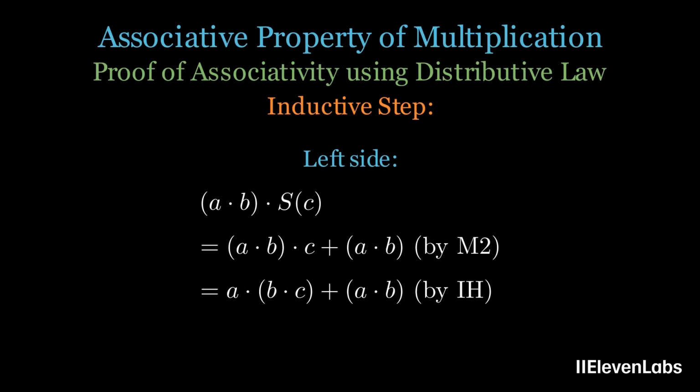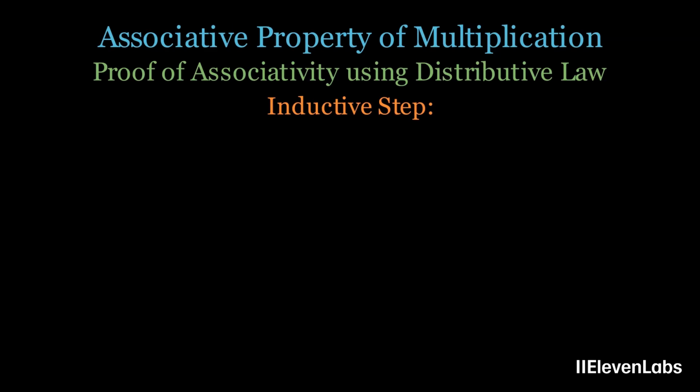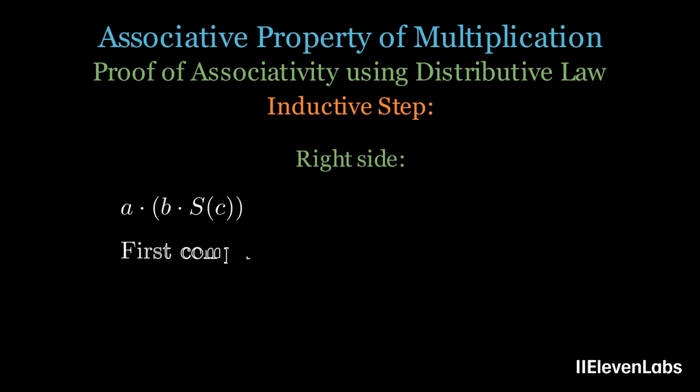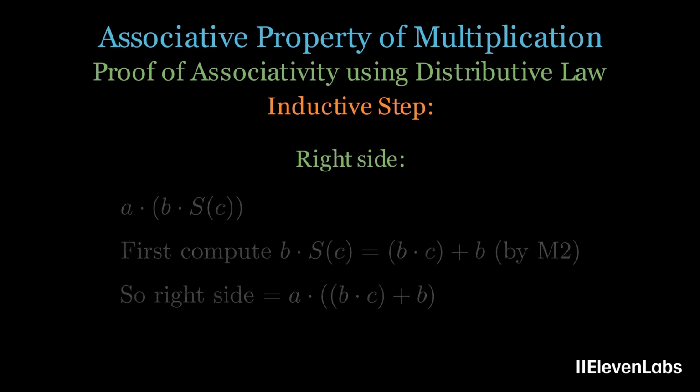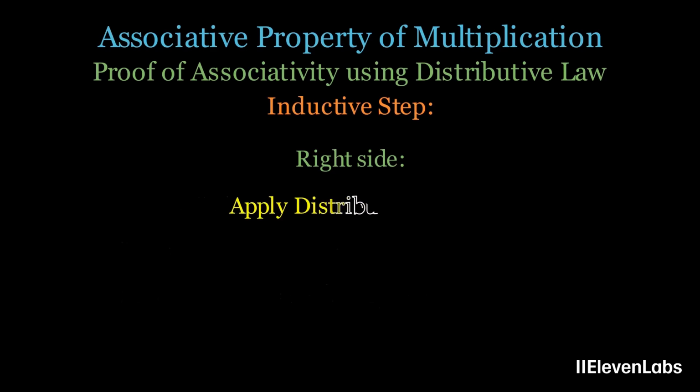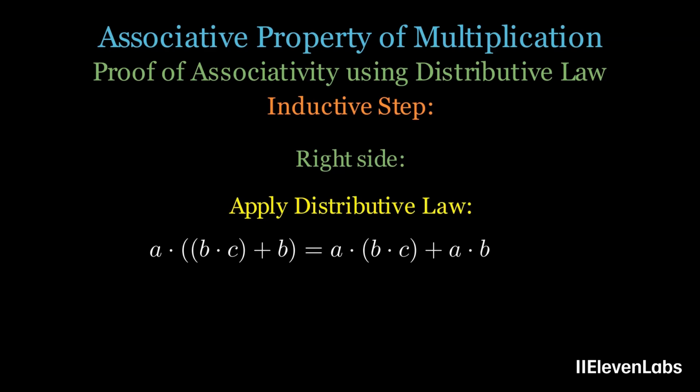Secondly, let us evaluate the right-hand side. First, we evaluate the value of b times S of c. By the definition of multiplication, we have b times S of c equals b times c plus b. In the next step, we use the distributive law of multiplication over addition. Therefore, the right-hand side is equal to (a times b) times c plus a times b, which is exactly the same value of the left-hand side that we found earlier.